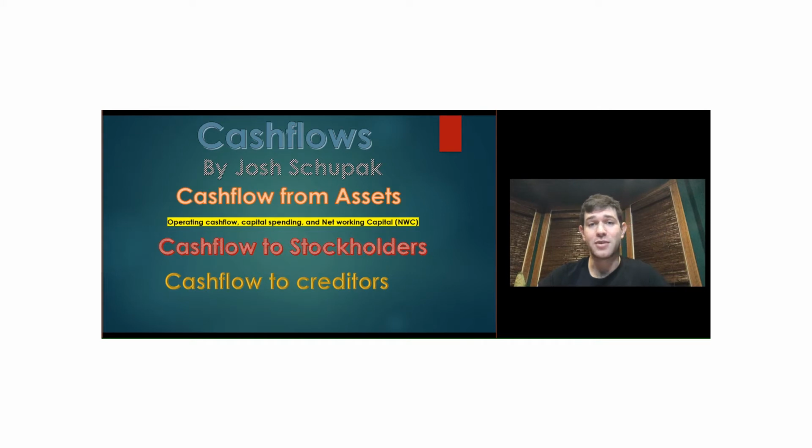In my last financial management video, I covered two of the three major financial statements, being the balance sheet and the income statement. Today, we're going to talk about the third one, cash flows. We're going to cover cash flows from assets, cash flow to stockholders, and cash flow to creditors. Now, for cash flow from assets, we need to know three things: operating cash flow, capital spending, and net working capital. So we're going to start with those.